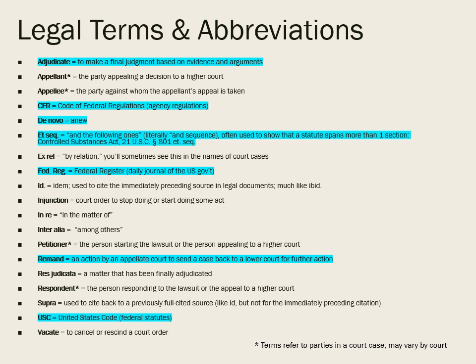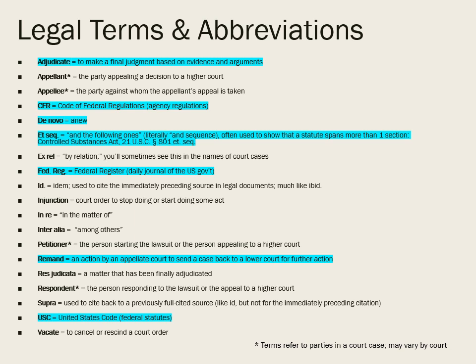I've got the CFR, that is the Code of Federal Regulations. That is where our federal agency regulations are published. De novo means anew. So if a court reviews something de novo, they are going back to the beginning. They're starting from scratch. This et seq., that means and the following ones. Literally, it is and sequence. And this is often used to show that a statute spans more than one section. So for instance, Controlled Substances Act, 21 U.S.C., it starts in Section 801, but it goes beyond that.